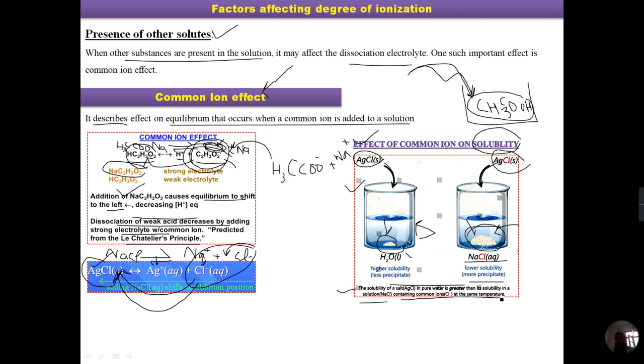So this is all about today's class, a very important class regarding the factors which affect the degree of ionization or degree of dissociation, and also the common ion effect, its effect on the solubility, precipitation and dissociation.